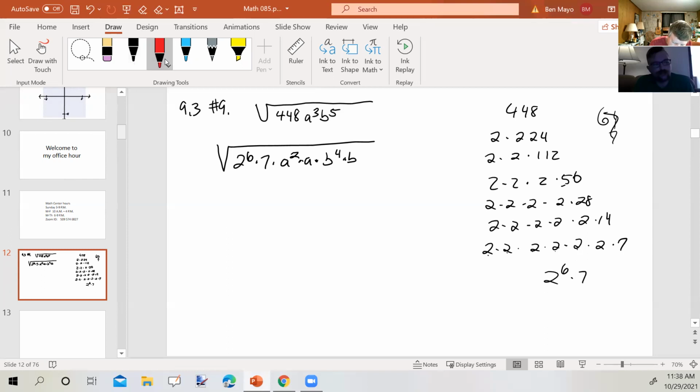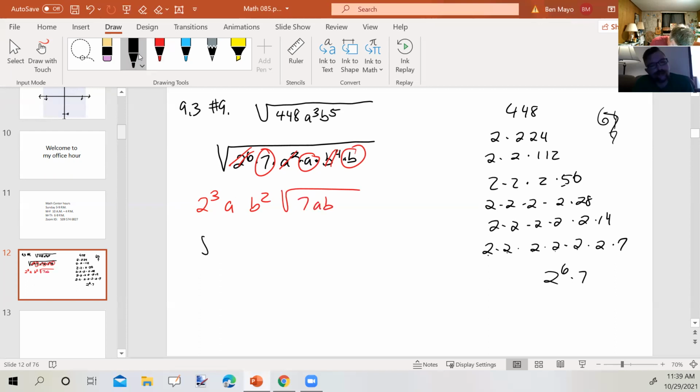So now, the square root of 2 to the 6th would be 2 to the 3rd power outside. The square root of 7 stays inside. The square root of a squared would be a outside. The square root of a stays inside. The square root of b to the 4th is b squared outside. And the square root of b stays inside. So then I've got what? 7ab inside. So finally I've got 8ab squared times the square root of 7ab. Okay, so that's the correct answer.